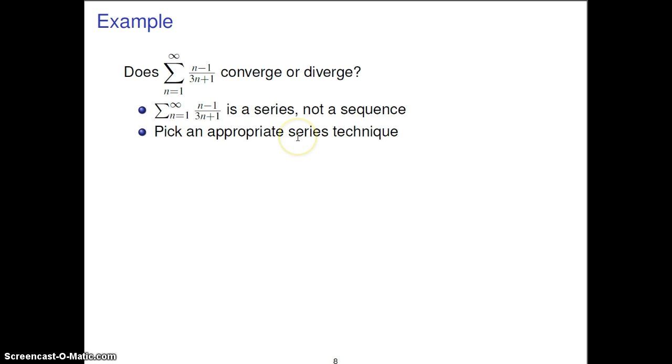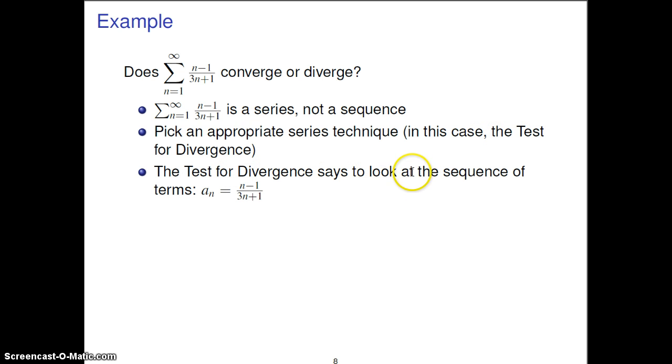So you have to pick an appropriate series technique. Not every series technique is going to work. In this case, the one to pick really is going to be the test for divergence. The test for divergence immediately says to ditch the series, but to look at the sequence of terms. So here's the sequence of terms. This is the nice formula for the nth term. Basically, just ignore the sigma.